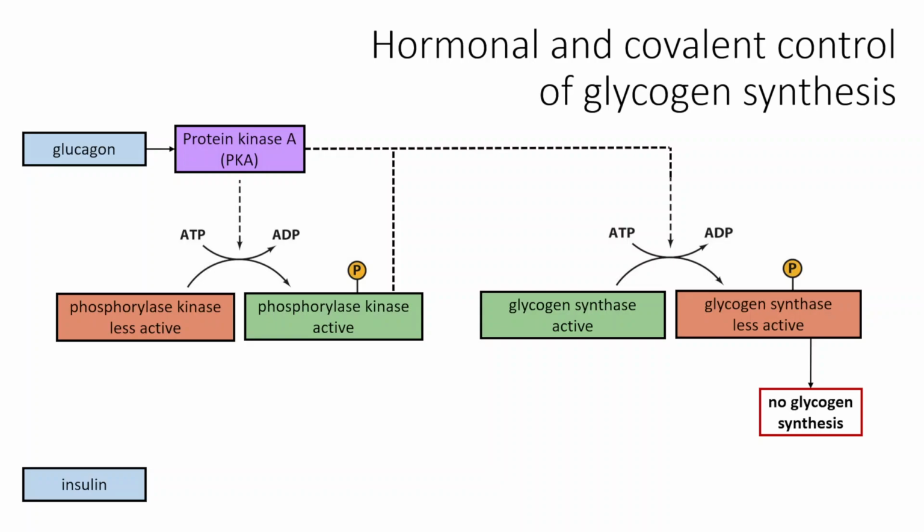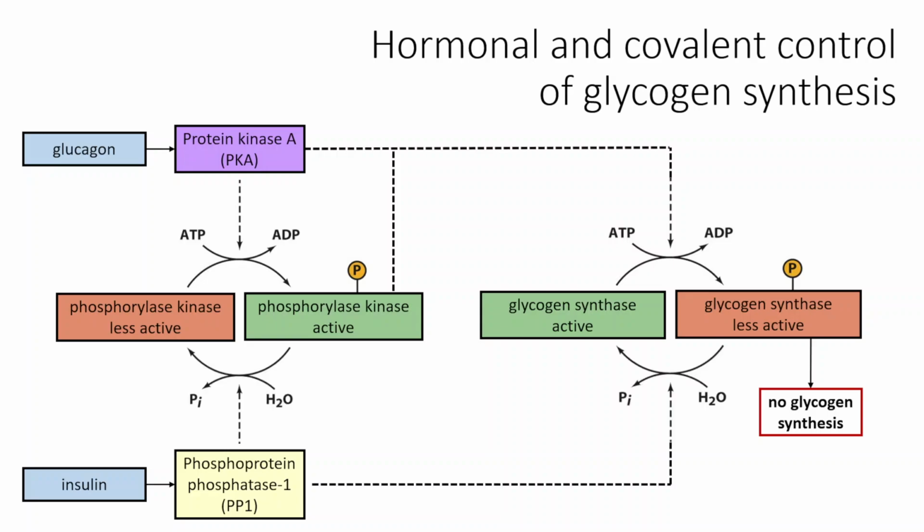On the other hand, during insulin signaling, when there are high blood sugar levels and high energy levels, phosphoprotein phosphatase 1 is activated. It's going to dephosphorylate both of these enzymes. And when they're dephosphorylated, that means glycogen synthase is now going to be active. And when glycogen synthase is active, that's going to promote glycogen synthesis. So ultimately, when there are high blood sugar levels and there's insulin signaling, that is the time to start building up glycogen because there's lots of extra glucose around. It's a good time to store it so that it can be used later when there are lower glucose levels.